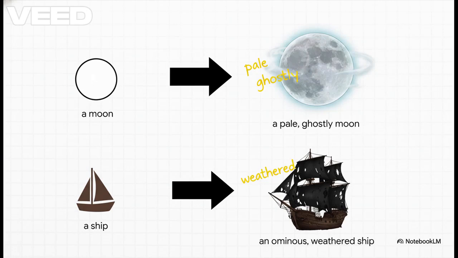And finally, check this out. These are called expanded noun phrases. It sounds complicated, but it's very simple. All it means is adding descriptive words, adjectives, before a noun to paint a much clearer picture. So it's not just a moon, it's a pale, ghostly moon. It's not just the ship, it's the ominous, weathered ship. Every extra word adds another layer of detail, giving us a much more vivid image in our minds.